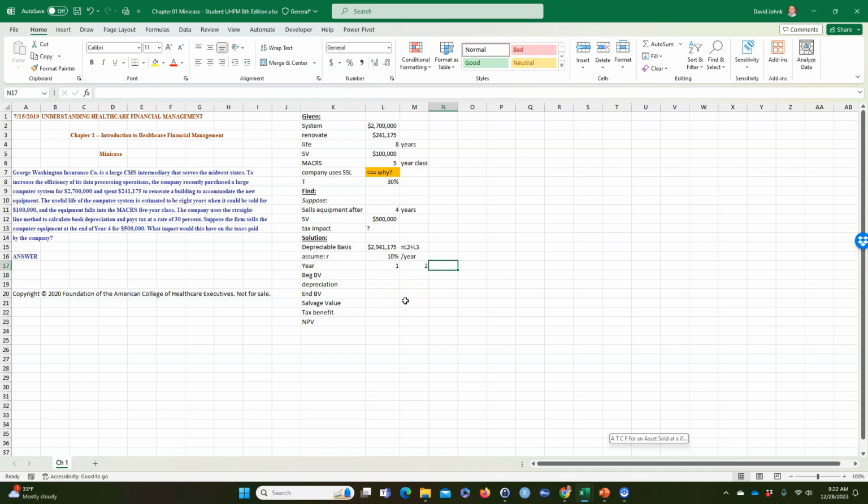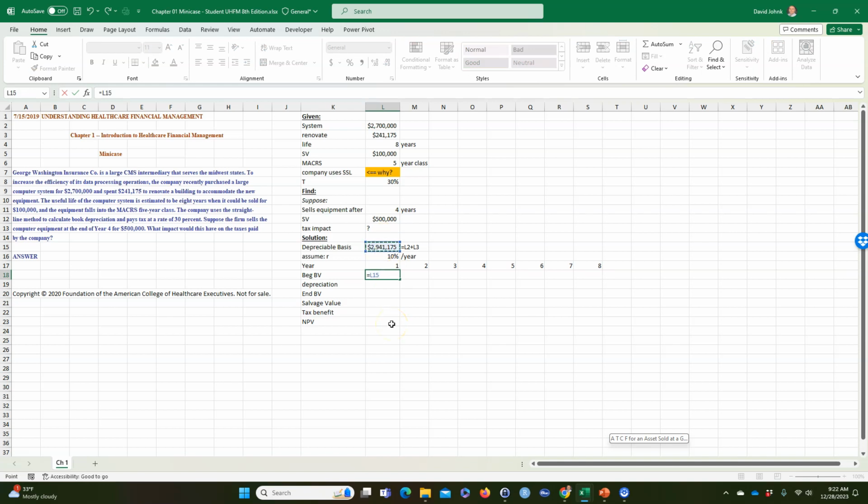Now, remember, I make this look easy because I know what I'm doing. You're learning, so don't feel bad if I'm doing it real fast and it takes you a while to figure this out, right? So life is 8 years. So I'm going to highlight these first 2 and drag it out all the way out to 8, right? And the beginning book value, well, that's equal to what my depreciable basis is, right?